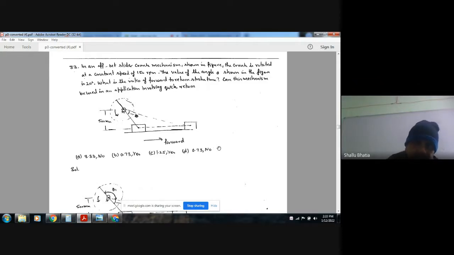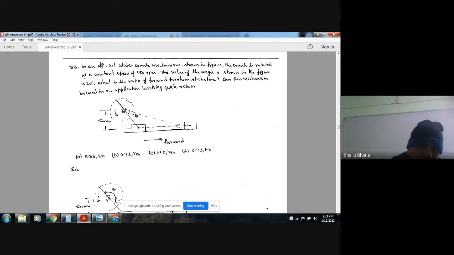Can this mechanism be used in an application involving quick return? So the options are: A, 3.33, no; B, 0.73, yes; C, 1.25, yes; D, 0.73, no.